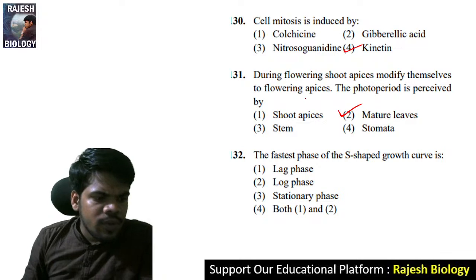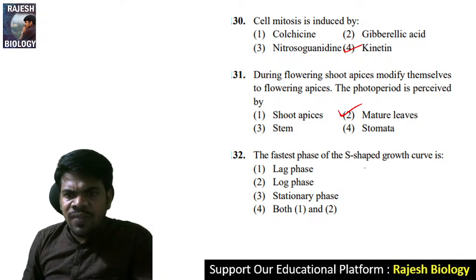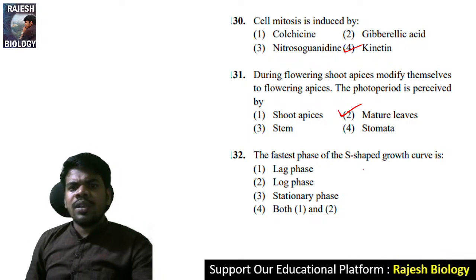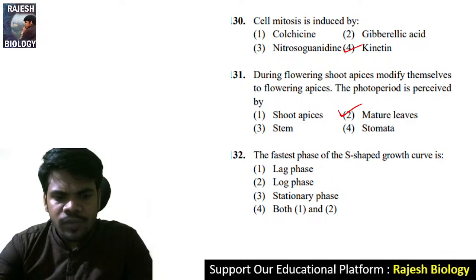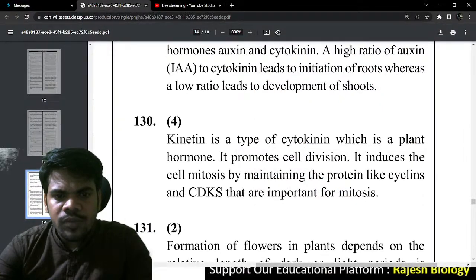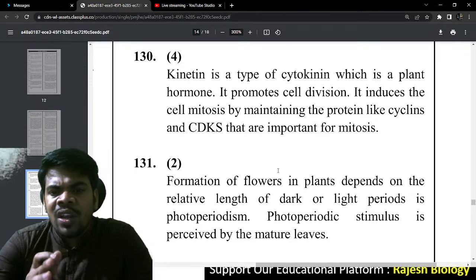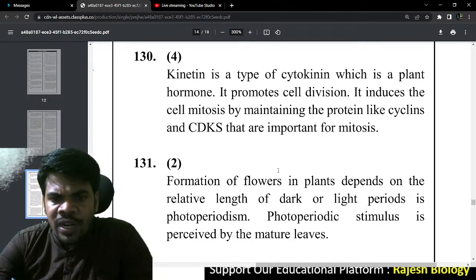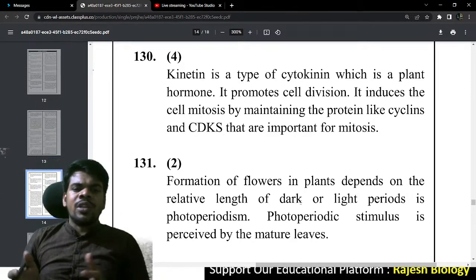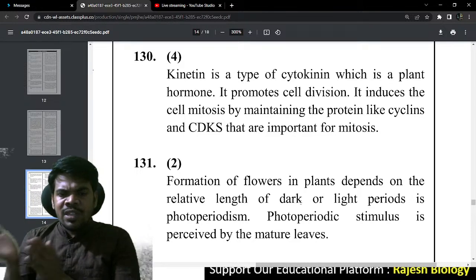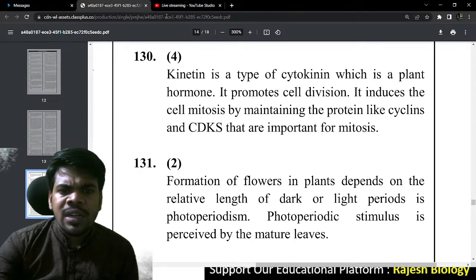Okay, welcome Saujanya. And come to the 32nd question. The fastest phase of the S-shaped growth curve is what? Formation of flowers in plants depends on the relative length of the dark or light periods, which is photoperiodism. The photoperiodic stimulus is perceived by the mature leaves. Leaves only know that this is the daytime, this is the nighttime. So they perceive it in the mature leaves. Based on that only, flowering depends.